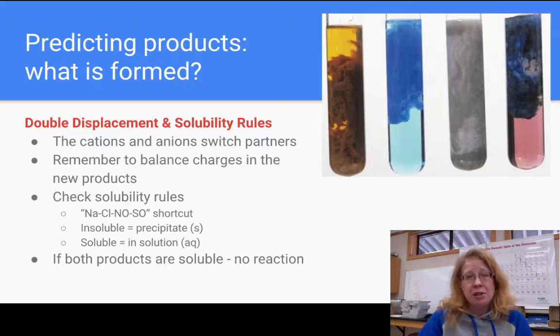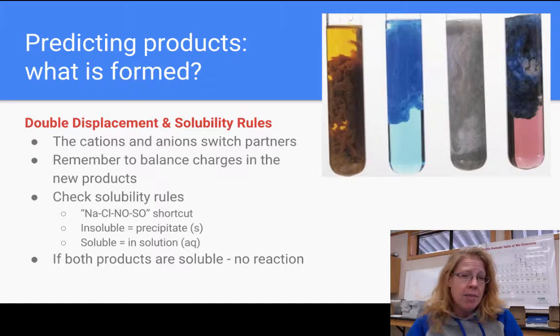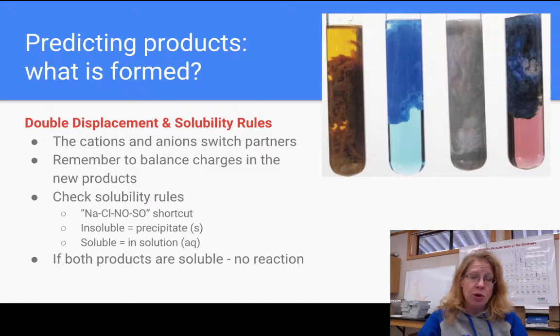Don't forget to balance your charges, and then at the end, you've got to be able to write that final balanced equation for it. I'll remind you to get a solubility rules table out if you want to use one to practice. We also have that shortcut, the NaCl-NOSO rule, that says most things that contain either sodium in its family or chlorine in its family or nitrates and sulfates tend to be soluble. It's a good shortcut rule.